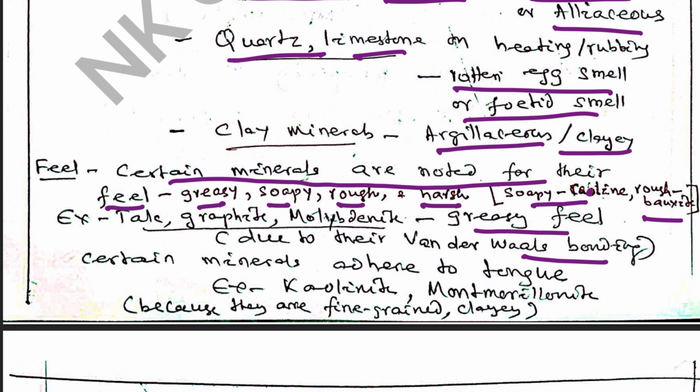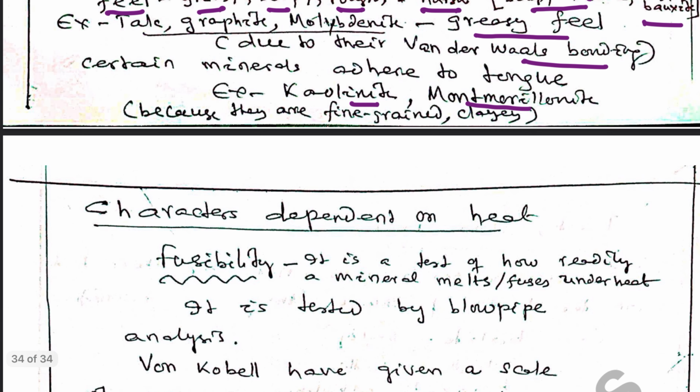Certain minerals adhere to tongue. They are kaolinite, clay mineral, montmorillonite, clay mineral, because they are fine grained clay, that is why they stick to tongue. So, in this manner, by their greasy feel, soapy feel, rough feel, harsh feel, the minerals can be identified.